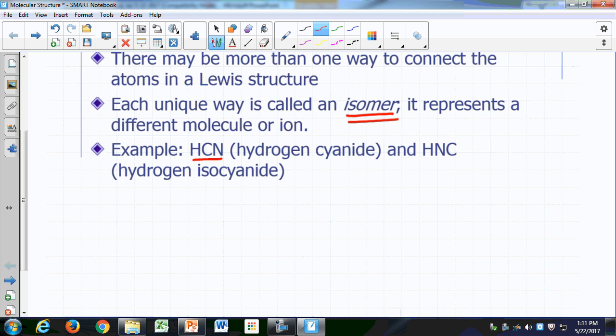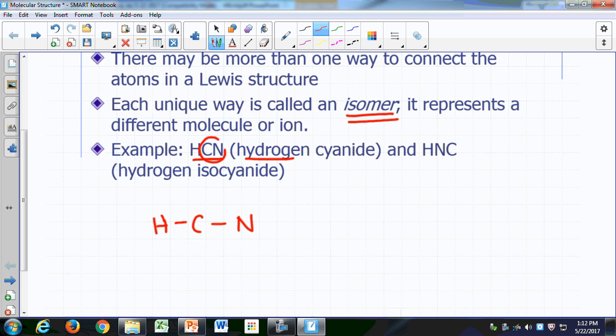One such molecule is called hydrogen cyanide. Let's draw the Lewis structure for hydrogen cyanide. Of course, you know hydrogen is going to be a terminal atom, so let's connect the carbon and the nitrogen first, and then add the hydrogen to the carbon right here. So we have a single bond between the carbon and the hydrogen.